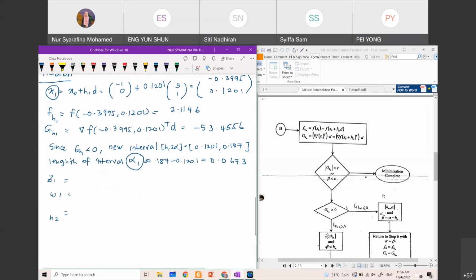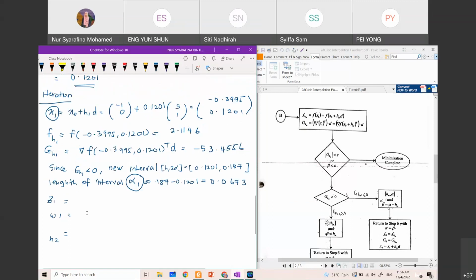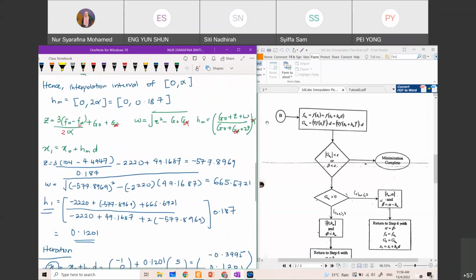Okay, any question? So far, no question. Okay. So what is Z1 here? What is W1 here? What is H2 here? Just substitute to the formula here.